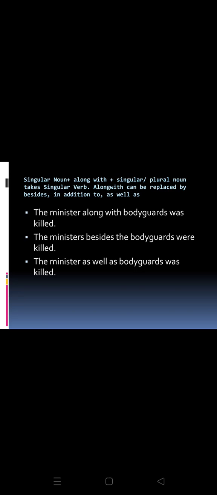Then comes: The ministers besides the bodyguards were killed. Now why were? Because were is used for the ministers and not for the bodyguards. The minister as well as bodyguards was killed. So again we are referring to the first subject here.